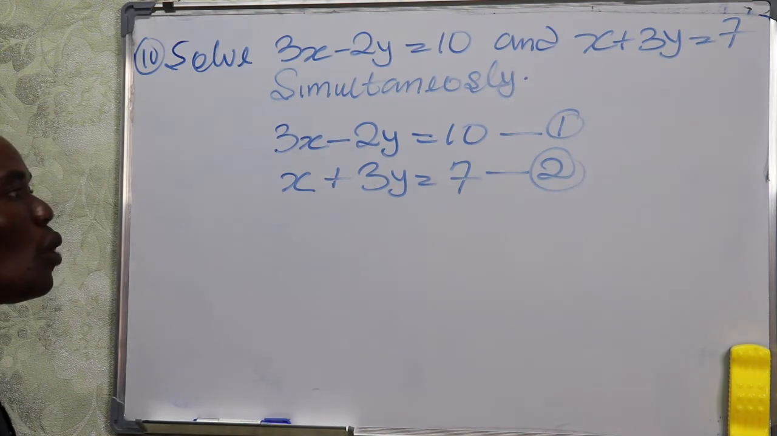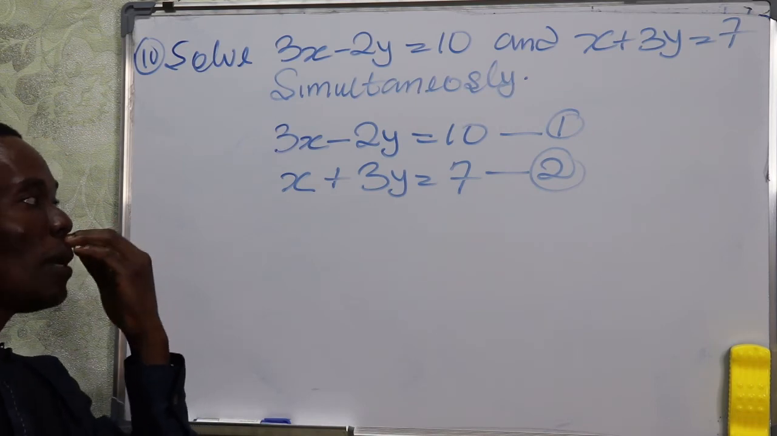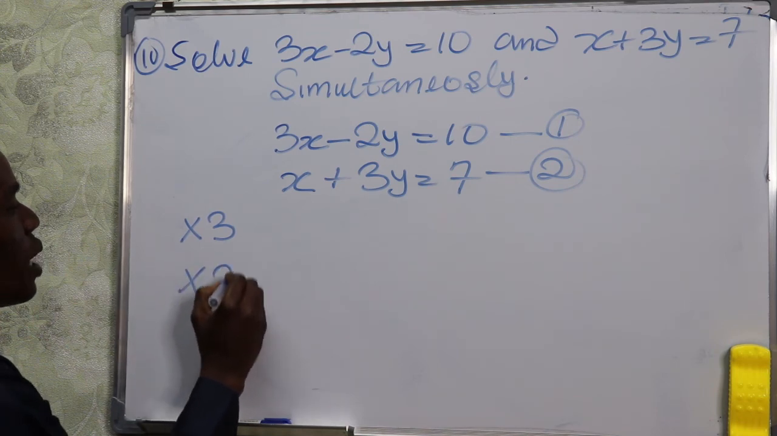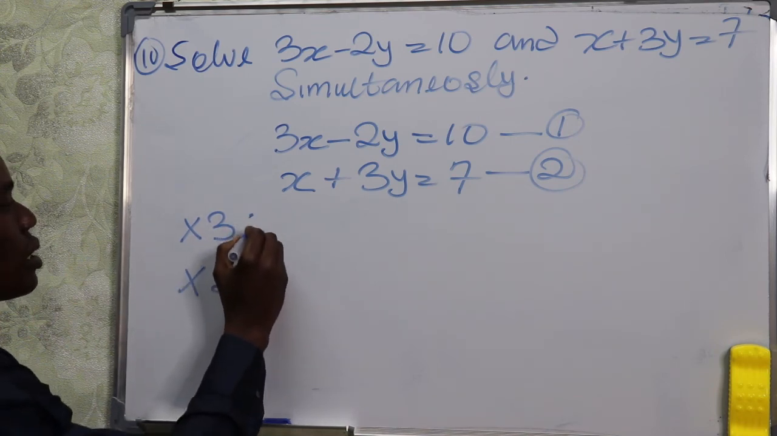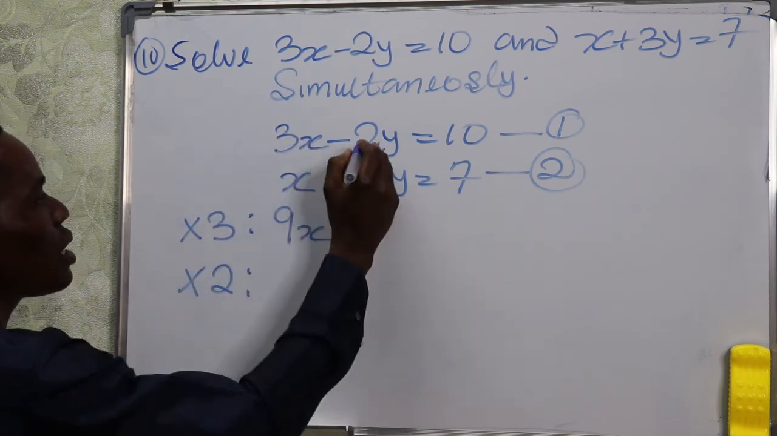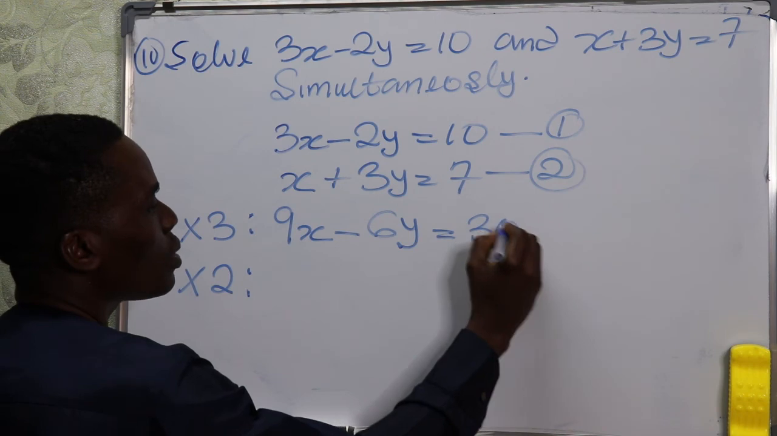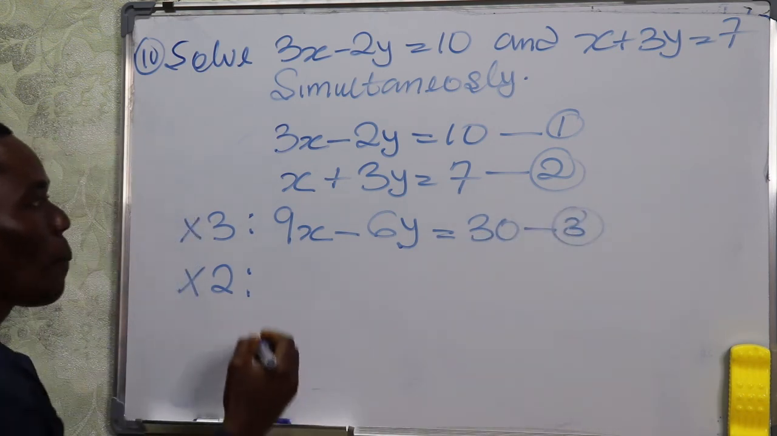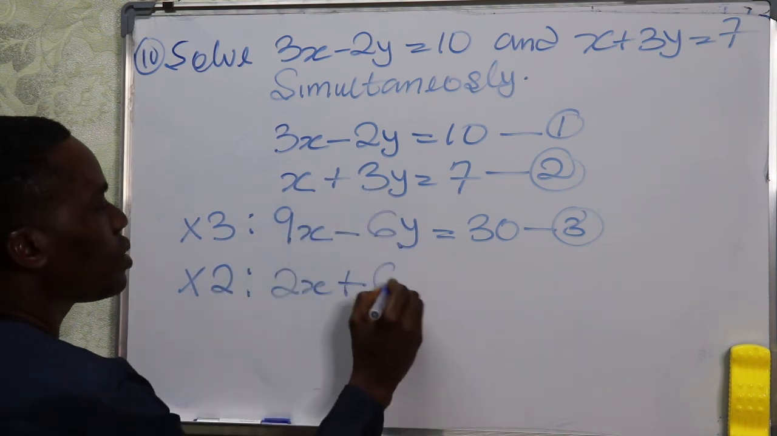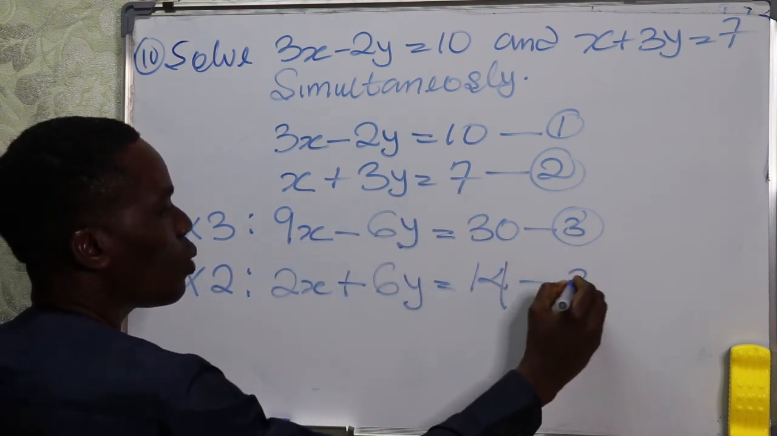So simply what we're going to do in order to eliminate these values for y, we are simply going to make sure that we multiply equation 1 by 3 and equation 2 by 2. Now let's do that. When we do that multiplication, this times this will give us 9x minus this times this will give us 6y equals this times this will give us 30. We'll have that as our equation 3. Now this times this will give us 2x plus this times this will give us 6y equals this times this will give us 14, and we'll have that as our equation 4.